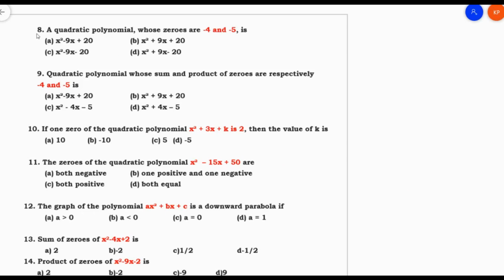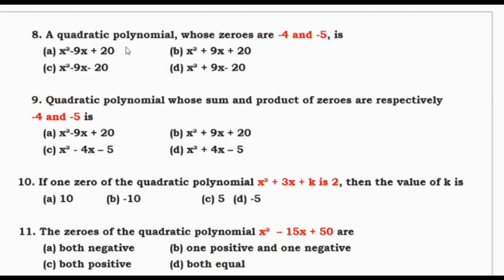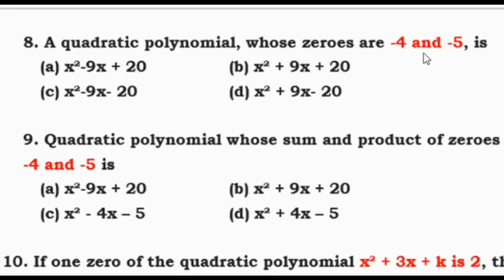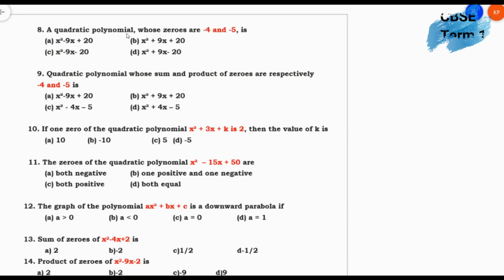We'll discuss the question from polynomials. Eighth question: a quadratic polynomial whose zeros are minus 4 and minus 5 is. You know the standard form of the quadratic polynomial, which is ax square plus bx plus c. To derive the quadratic polynomial in standard form, we have to use the formula. The formula is x square minus x into sum of zeros plus product of zeros.